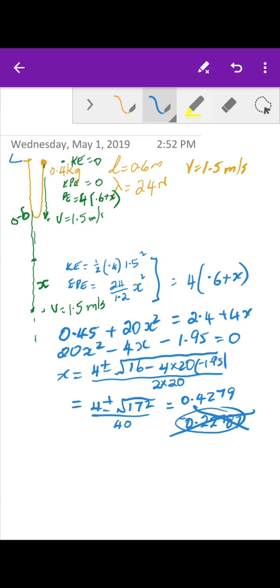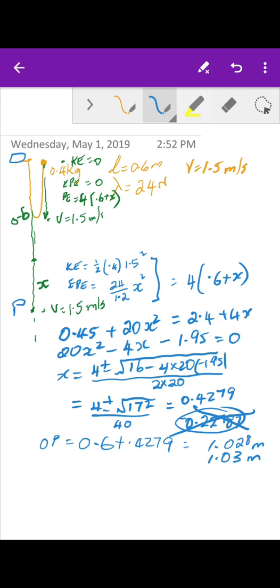Therefore, it's falling from O to this point, OP, would be 0.6 plus 0.4279, so that is 1.0279 meters. On three significant figures, 1.03 meters.